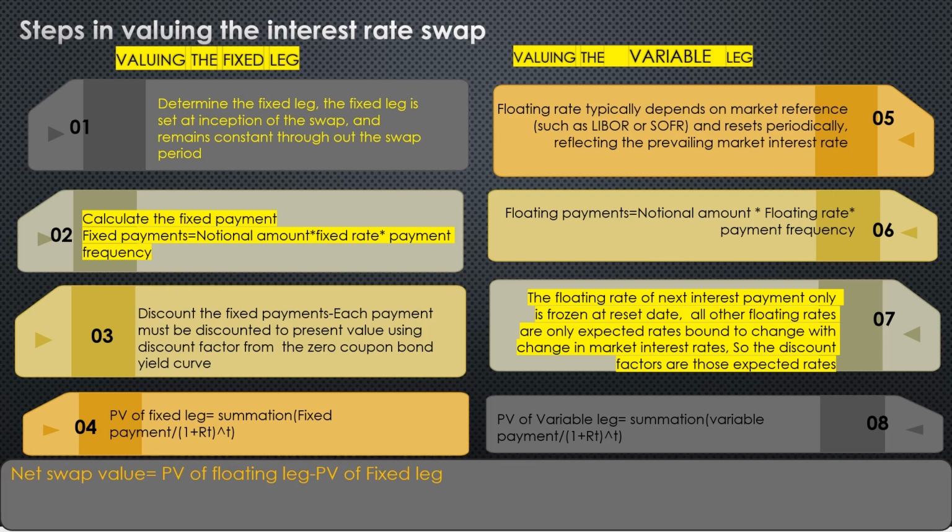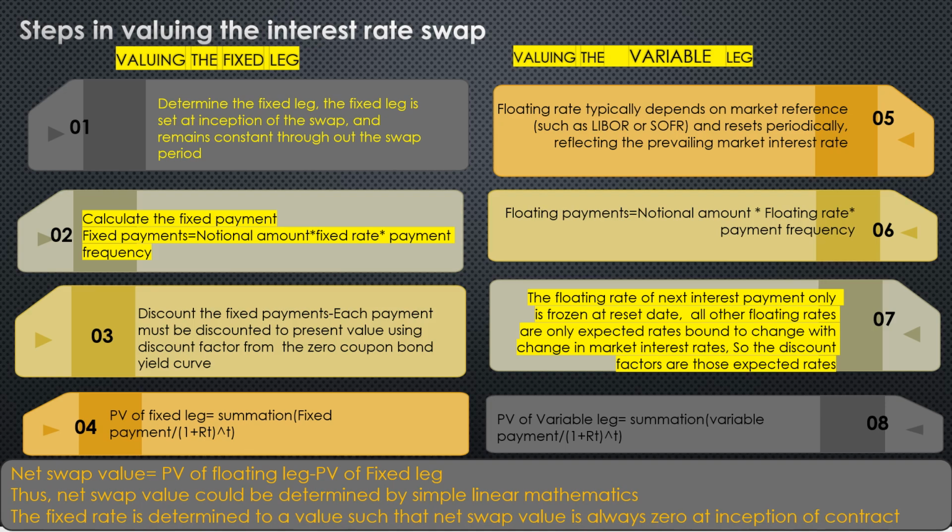Does net swap value equal present value of floating leg minus present value of fixed leg? Thus net swap value could be determined by simple linear mathematics. The fixed rate is determined to a value such that the net swap value is always 0 at inception of the contract.